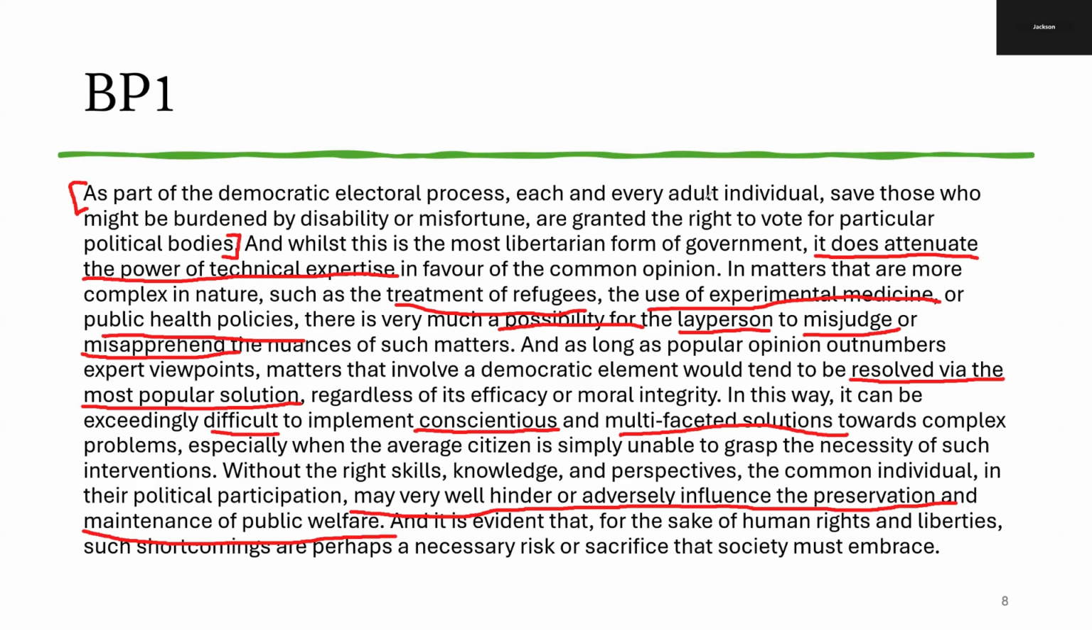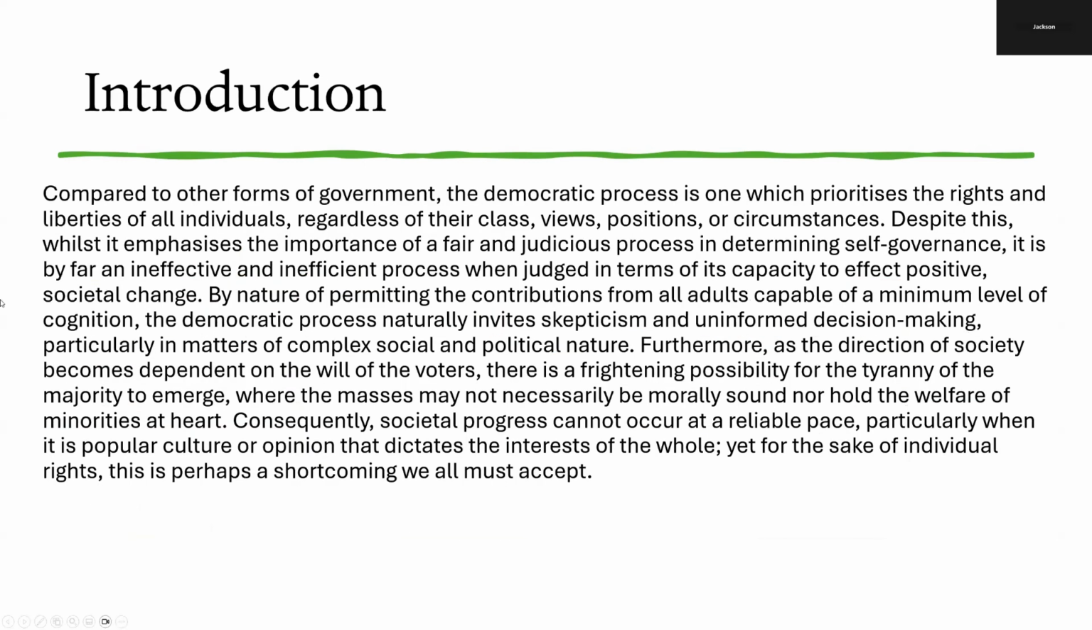So this first body paragraph is talking about, okay, as a whole, because the people determine the outcomes, there is this weakness because they are overriding technical expertise. And as such, solutions are determined by what's most popular. So if we go back, doesn't this kind of link with what we have here? By permitting the contribution by all adults capable, democratic process naturally invites skepticism and uninformed decision-making. So this part here, skepticism and uninformed decision-making, right?